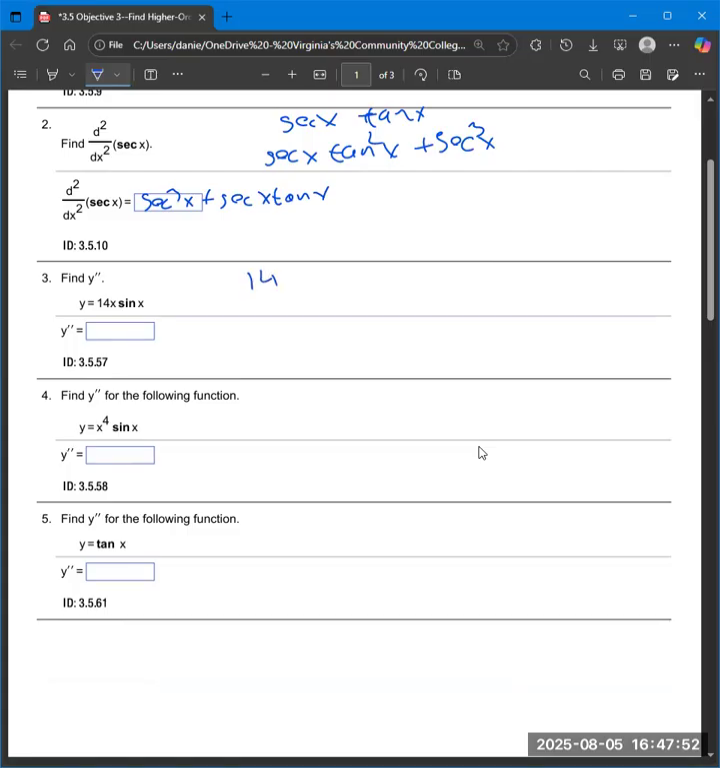Derivative of 14x is 14 times sine x plus, leave the 14x alone, differentiate sine to get cosine. Now differentiate this. Combine my like terms.